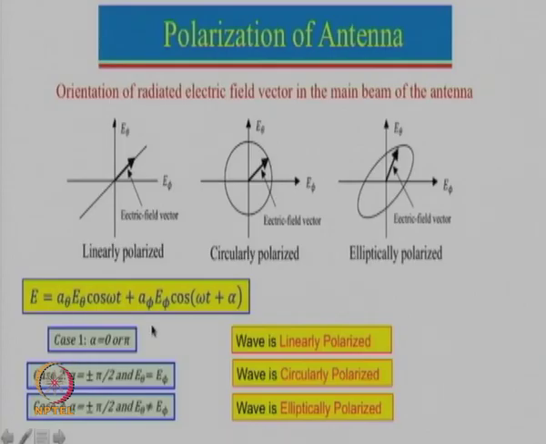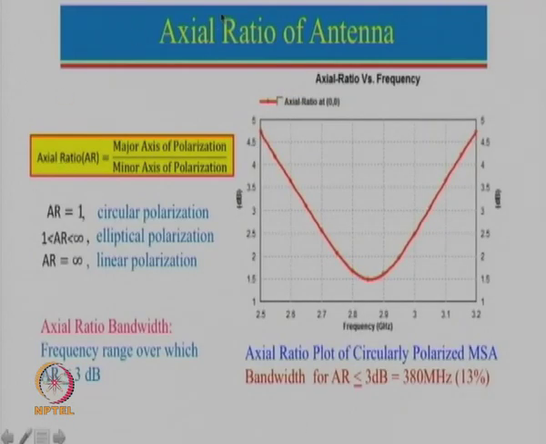Then we talked about the different types of polarization: linear polarization, circular polarization, elliptical polarization. And then we defined axial ratio for a circularly polarized antenna. Ideally, axial ratio can be 0 dB, or axial ratio can be 1, but practically we take up to about 3 dB. So, axial ratio bandwidth is generally defined as the frequency range over which axial ratio is less than 3 dB.